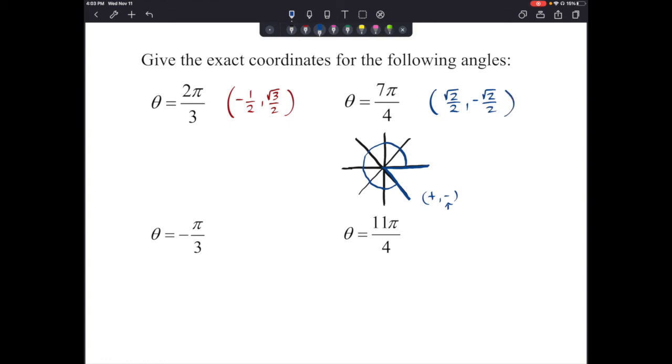For the next one, we have theta equals negative pi over 3. So negative pi over 3, remember that's a negative angle. Okay, and our pi over 3 angles are the ones that are farther from our x-axis. So that means we're going to go this way down here. So we're going to end up down in that fourth quadrant. This is the same thing as our 5 pi over 3, this coordinate that we end up with down here.